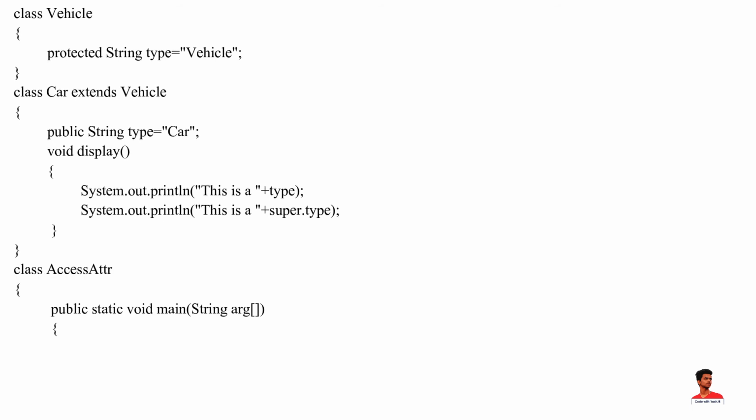In this example, we have defined the same instance field type in both the superclass Vehicle and the subclass Car. We then created an object obj of the Car class. Then the display method is called using this object. Inside the display function, type refers to the attribute of the subclass Car. super.type refers to the attribute of the superclass Vehicle.